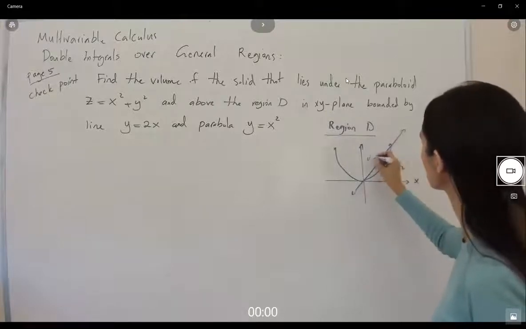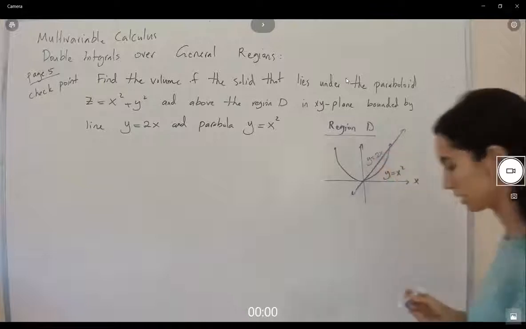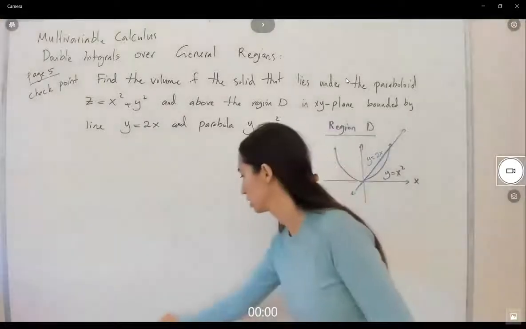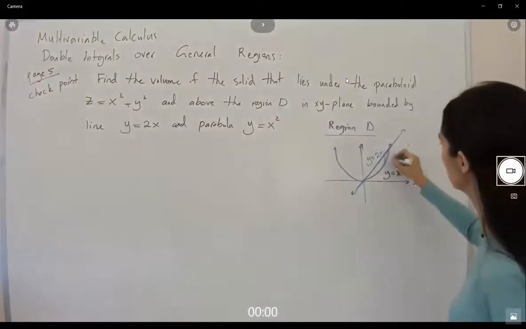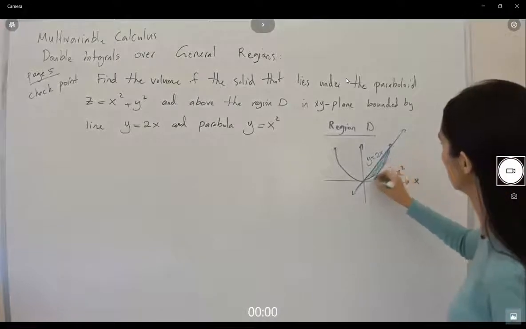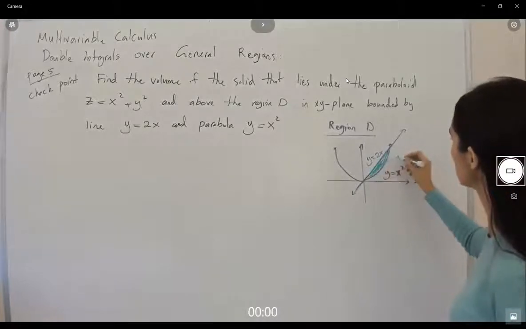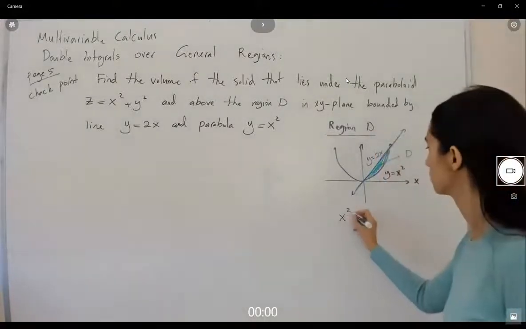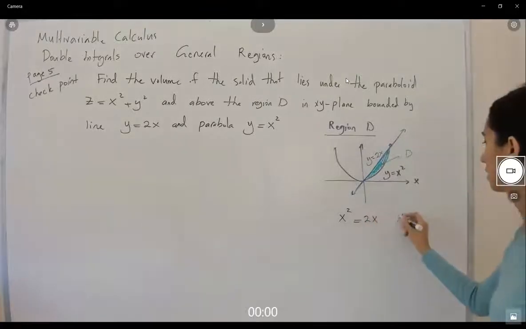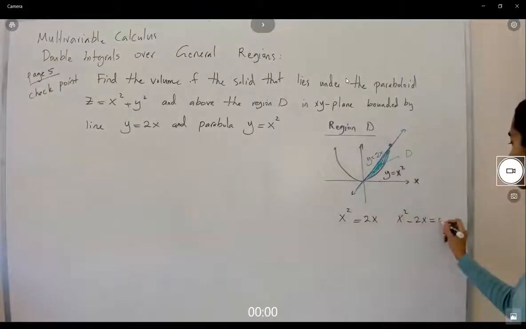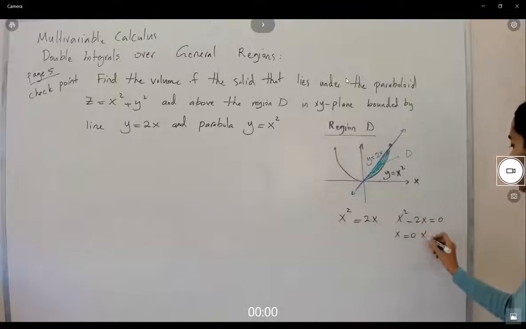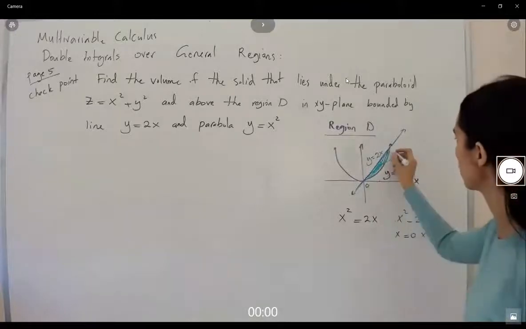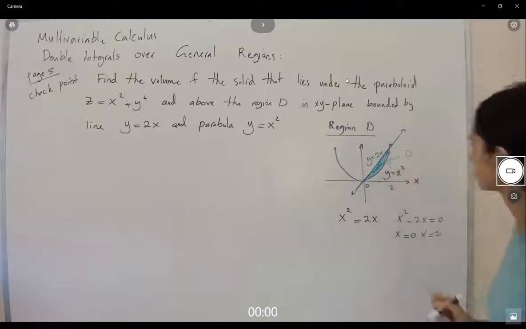As you can see, this is y equals 2x. So this is your region. Here we go. This is our region. As you can see, x squared equals 2x. x squared minus 2x is equal to 0. So x is 0, x is 2, between 0 and 2.